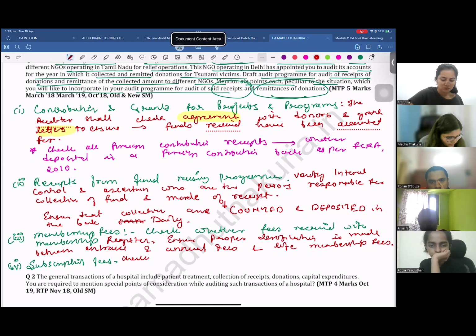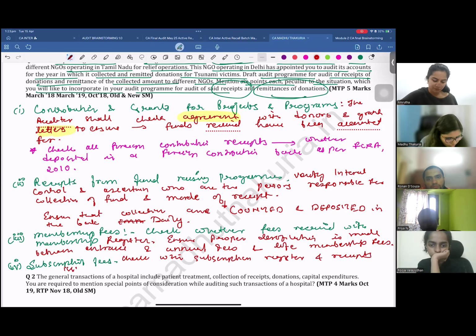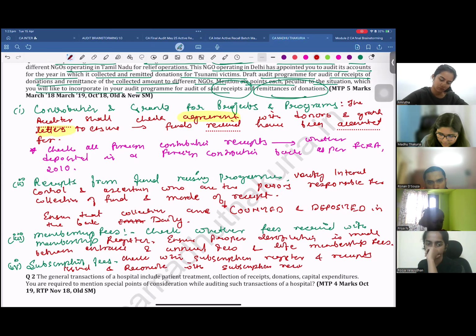Check with subscription register and receipts issued and reconcile with subscription received during the year.